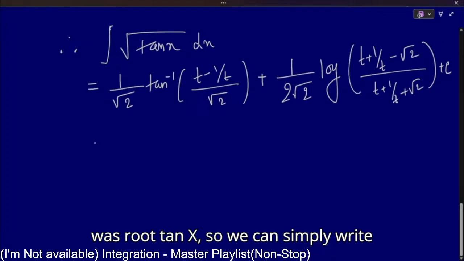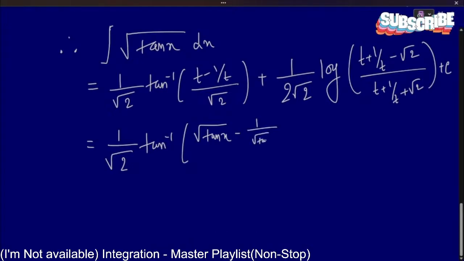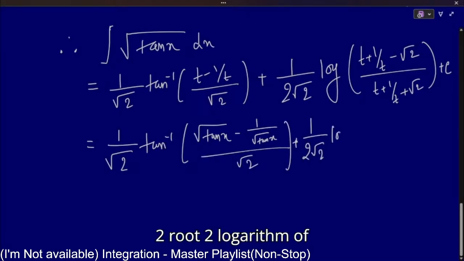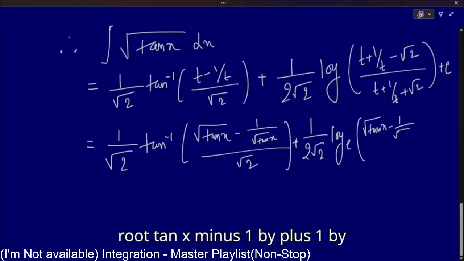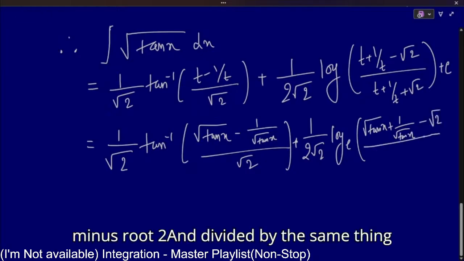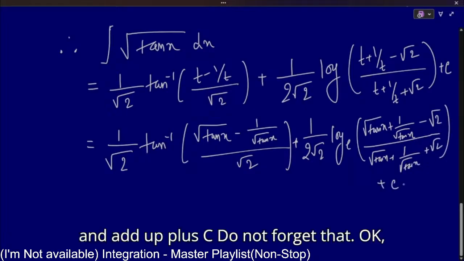And again, t was root tan x, so we can simply write this as 1 by root 2 tan inverse of root tan x minus 1 upon root tan x divided by root 2, plus 1 by 2 root 2 logarithm of root tan x plus 1 by root tan x minus root 2 and divided by the same thing, root tan x plus 1 by root tan x plus root 2, and add a plus c, do not forget that.